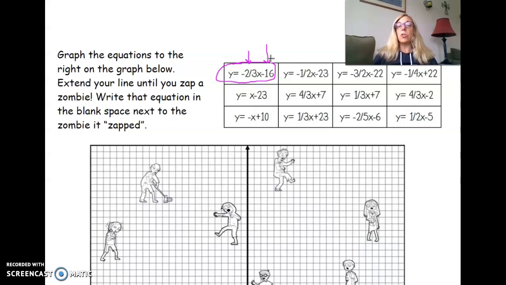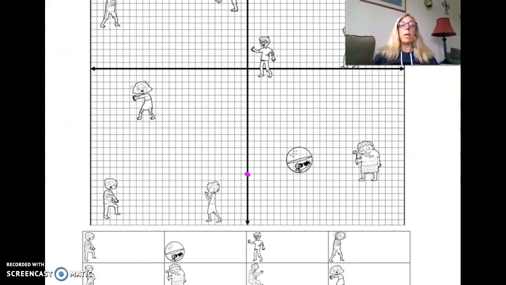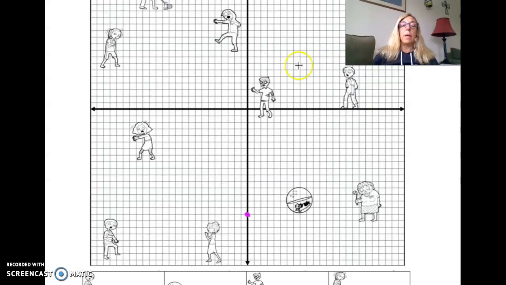So right now I'm going to start graphing this equation, and I always start with the y-intercept. The y-intercept in this situation is negative 16. So I'm going to scan down to my graphs. You can see what I'm doing here, and if you noticed, I already plotted that point. I start at 0, 0 here, and because the y-intercept is negative 16, I counted down 16 lines and plotted that first point. So that's what you are going to do.